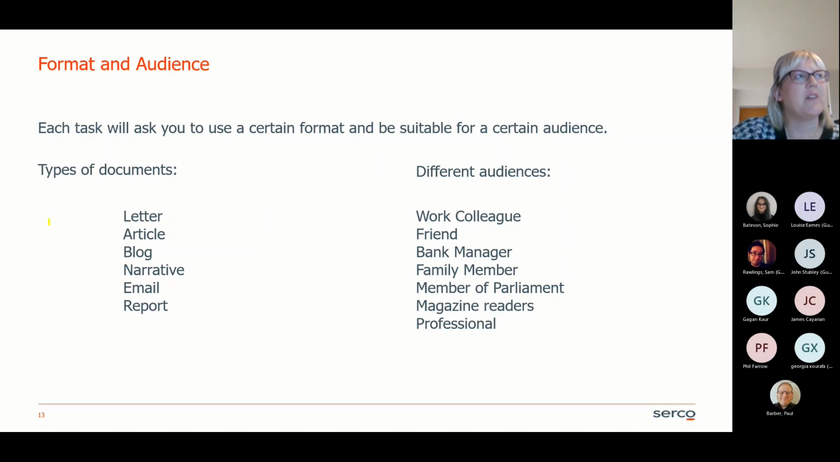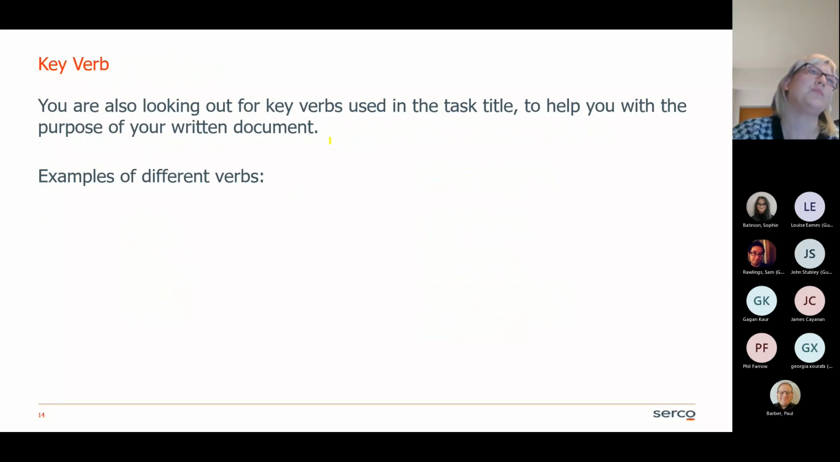Okay, so now we've identified the type of document and the different audiences that we can come across. The other thing that you will be looking out for is the key verb. This is something that will be covered in more detail on Thursday, so I am going to skip through this a little bit quicker than I normally would have. But in your task title, you'll be looking out for key verbs to help you with the purpose of your written document.